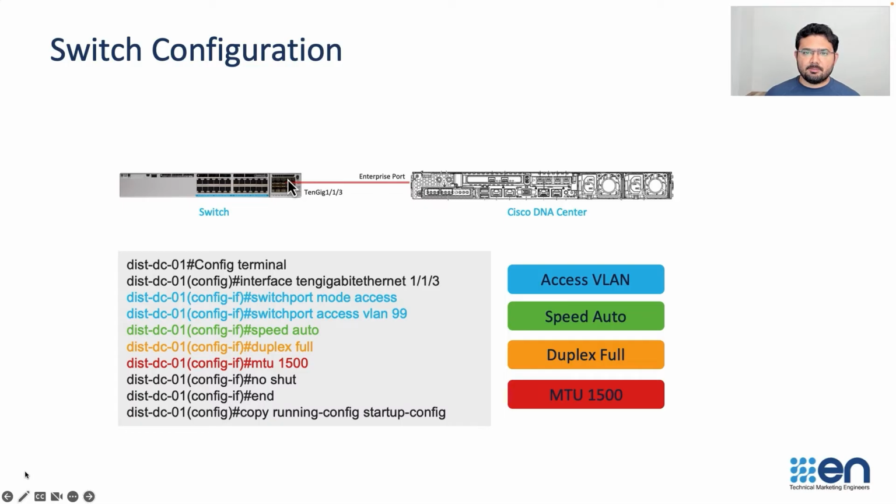The second step is switch configuration. The DNA Center appliance is connected to a switch and please ensure that it has the following configuration accurately. It has to be in an appropriate access VLAN, and also ensure that settings like speed, duplex, and MTU are set accordingly on the switch ports.